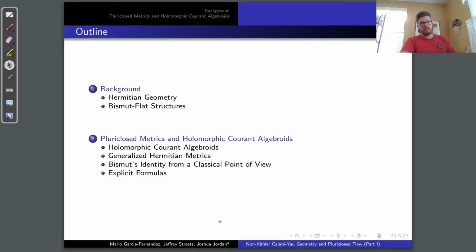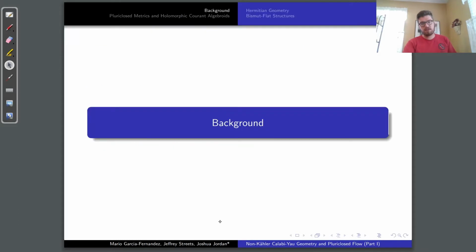So the place to start is with some background. I'm planning on talking a little bit about Hermitian geometry, a little bit about Bismut-flat structures, and then moving on to holomorphic Courant algebroids, which are really the setting for most of the work we do in this paper. So let's start with some background.